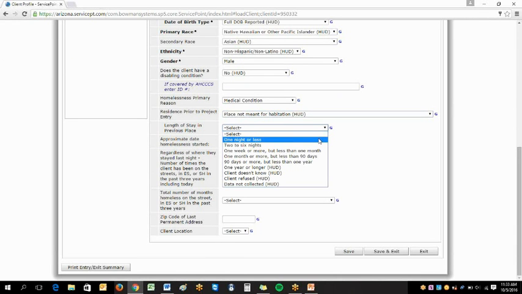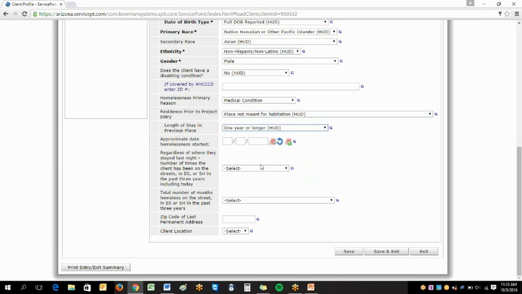You have 1 night or less, 2 to 6 nights, 1 week or more but less than 1 month, 1 month or more but less than 90 days, 90 days or more but less than 1 year, 1 year or longer, client doesn't know, client refused, data not collected. For this example, your client reports to have been on the streets for exactly 1 year. Then you have this question of the approximate date homelessness started. For this example, 1 year ago today would be 10.